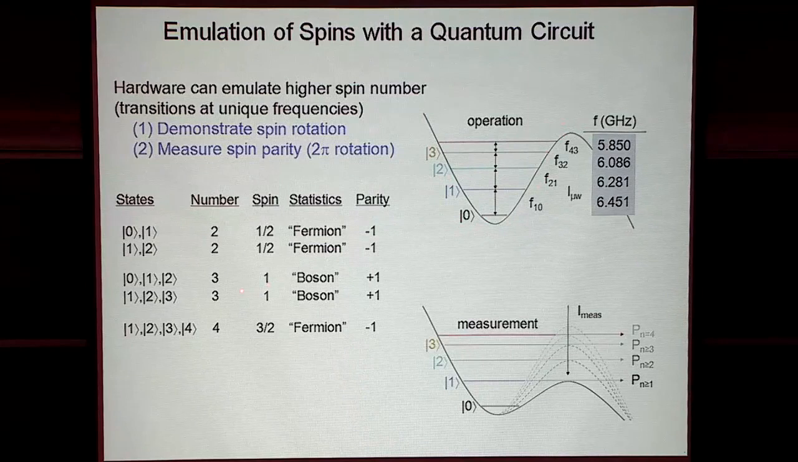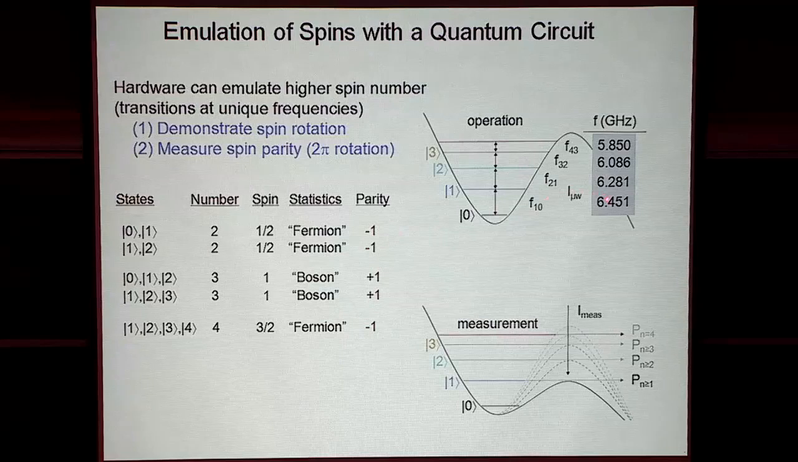Mostly I'm going to talk about this, but if we want to emulate a spin 1, which is a boson plus 1, then we would have to do with 3 states, say 1, 2, 3. Okay? So this is how we're going to do it. We're just going to take pairs of states. We're going to do some rotation and see what the sign is of the parity after the rotation.